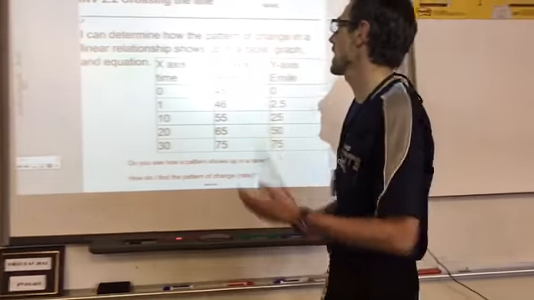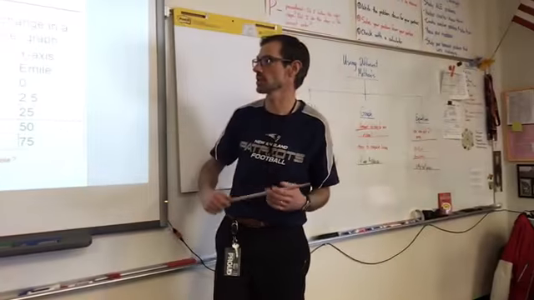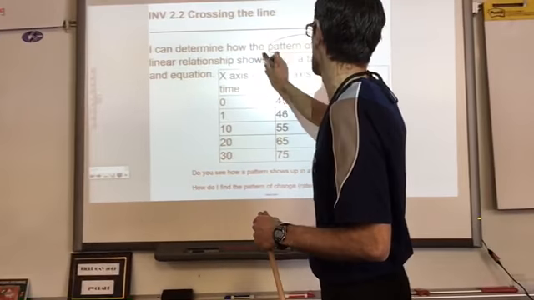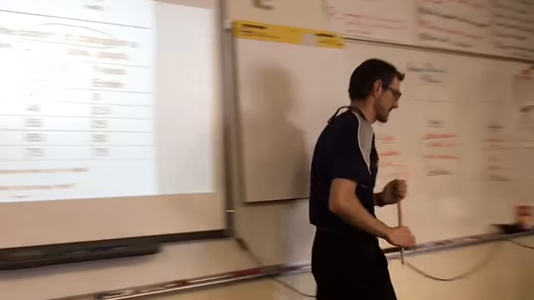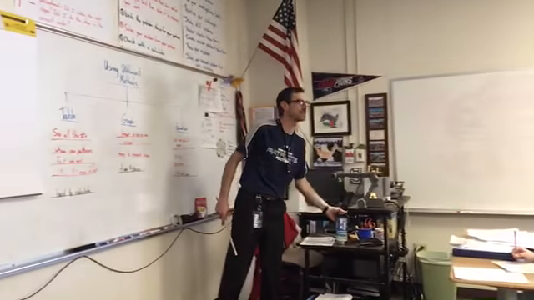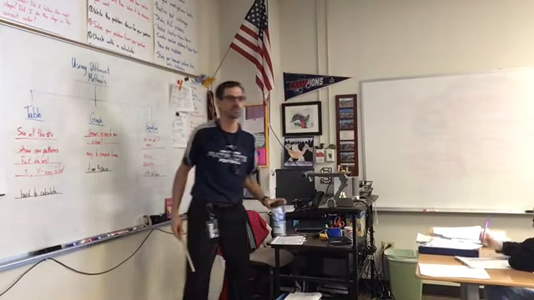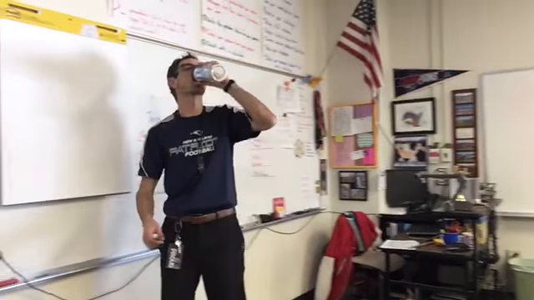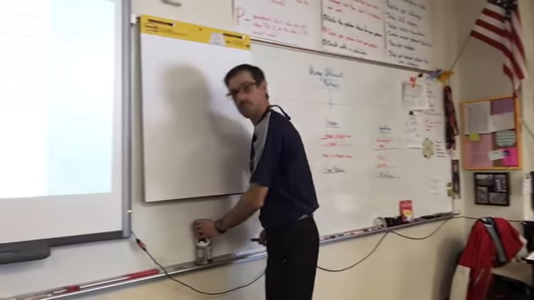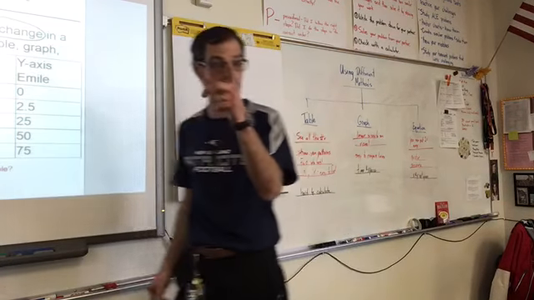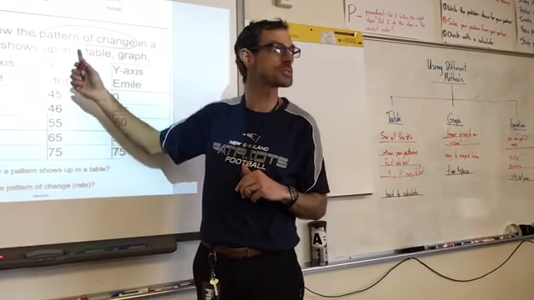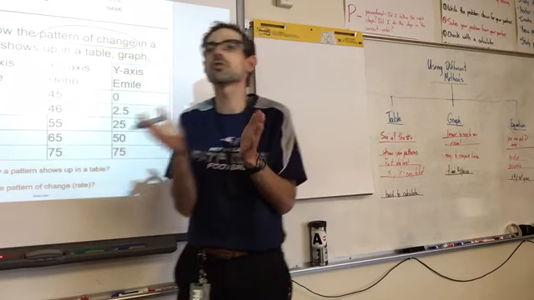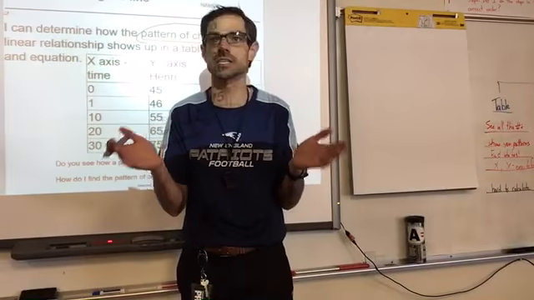So, I can determine how the pattern of change in a linear relation shows up in a graph, table, and equation. I would like you guys to go ahead and circle pattern of change. What is a pattern of change? What are the other words we've called this? It is a linear relationship, but what is it specifically? What creates your change in pattern in a linear relationship?